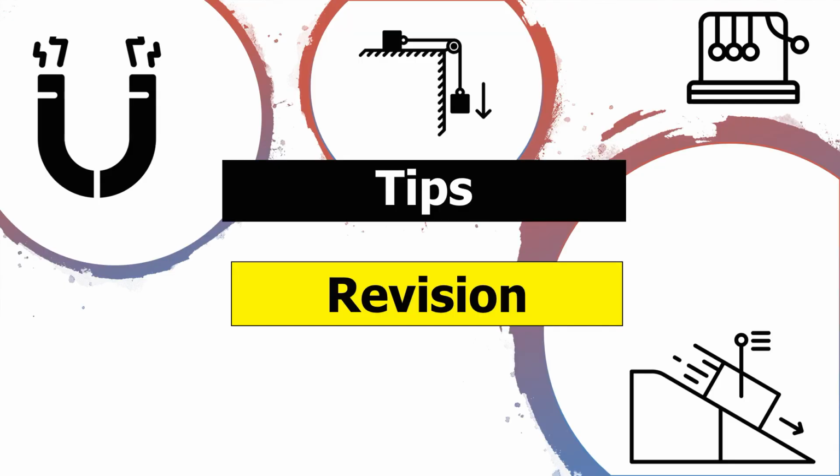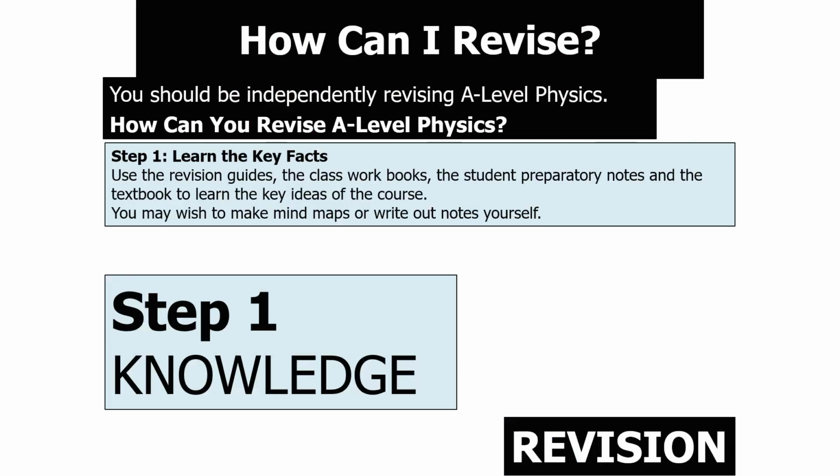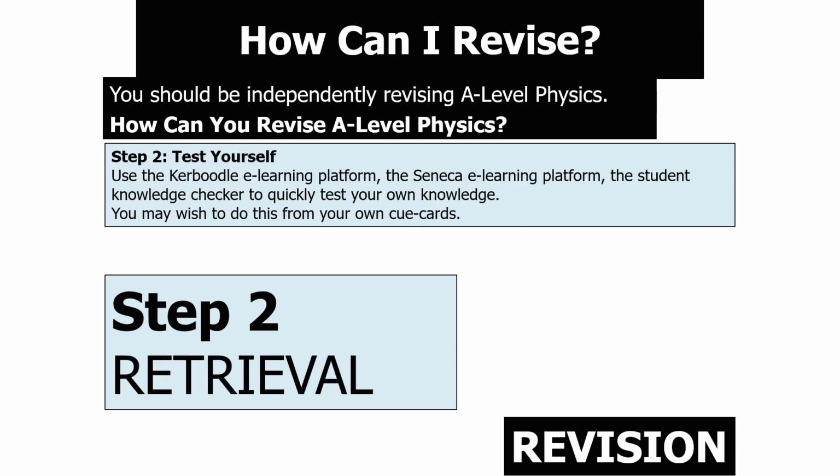So how should you be revising for your A-Level Physics? So the first thing you should be doing is learning the key facts. So using revision guides, class workbooks, student prep notes and the textbook to learn the key ideas of the course. You may wish to make a mind map or write out notes yourself. The second step is to test yourself. So use things like Caboodle, Seneca, a student knowledge checker to quickly test your own knowledge, and you may wish to do this from your own cue cards.